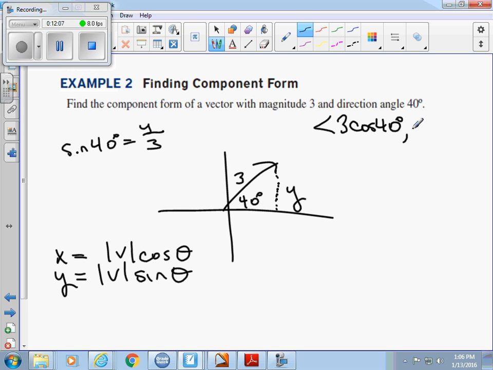Yes, but if you wanted the decimal, type it in your calculator. Depends on the question. That's the component form of the vector with angle 40 degrees and magnitude 3. Any questions about that?